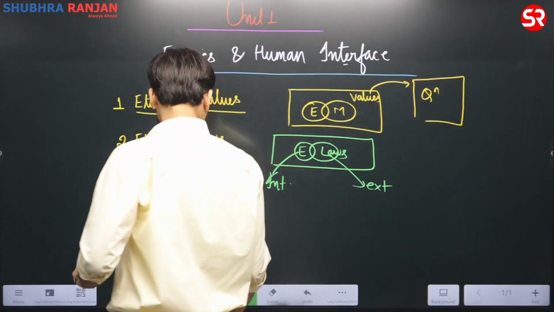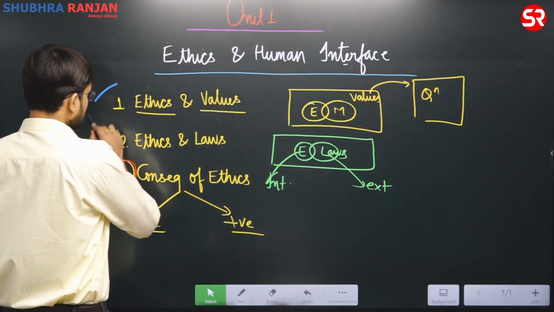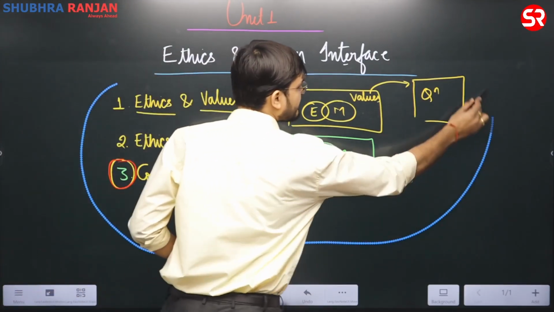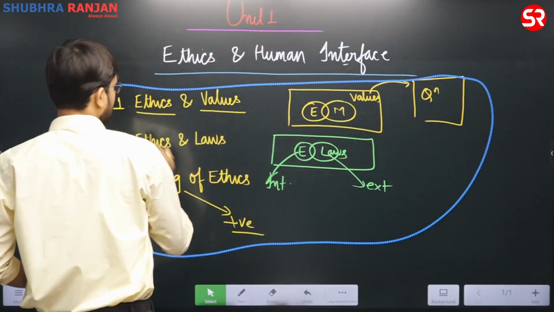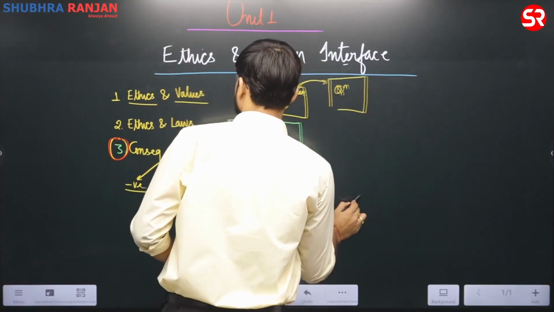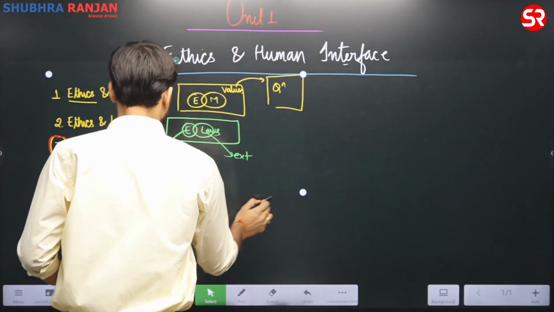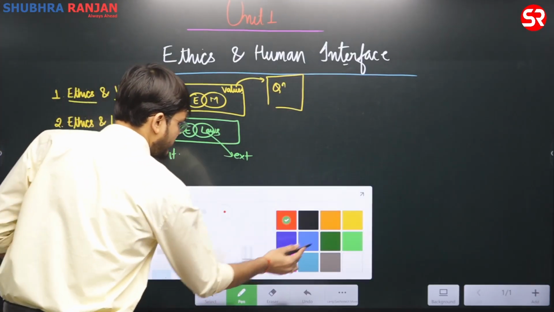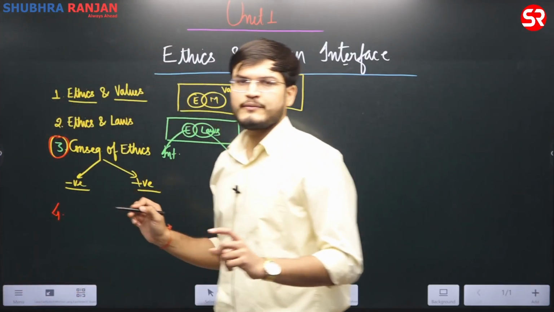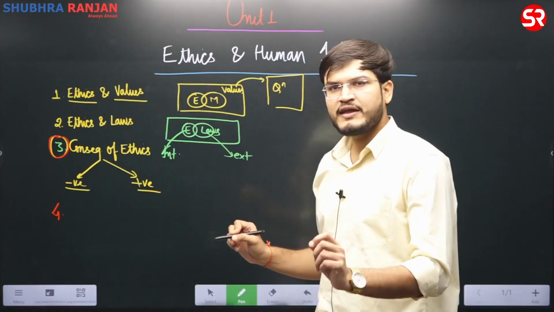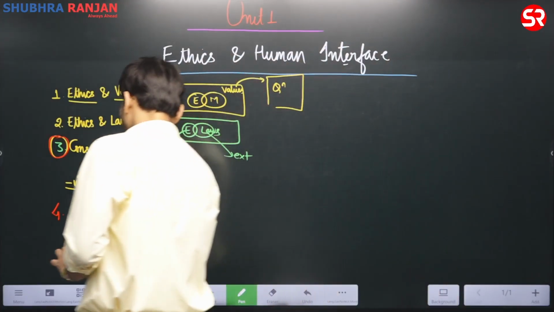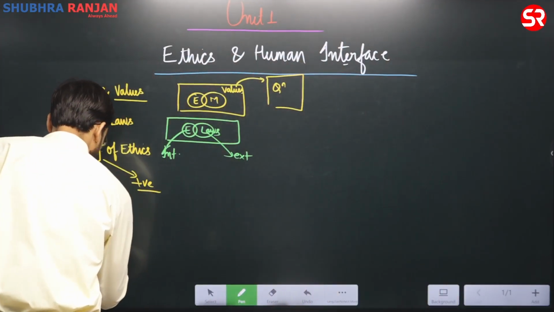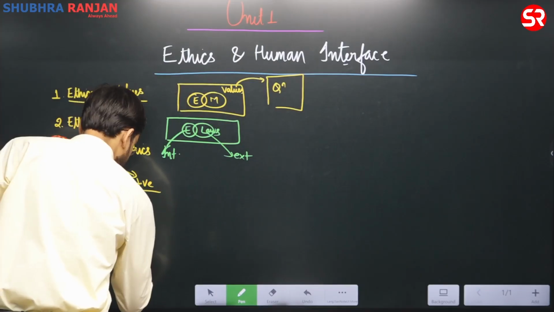Now we have understood that these themes are very, very important. Now if you see the fourth theme, you will find that questions have been asked on means versus end.